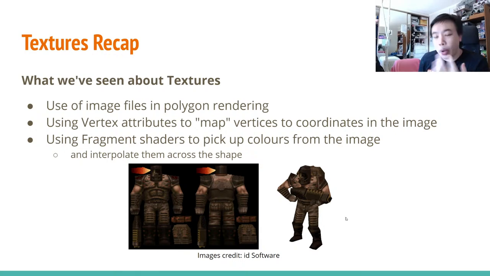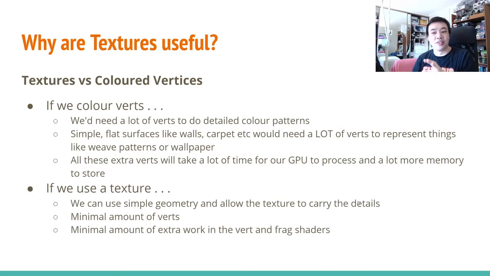So between the vertex shader and the fragment shader, the vertex shader is giving us these point locations for things, and the fragment shader is doing everything in between those points to be able to say which colors are going to be on the model where. So that's the basics of texturing.